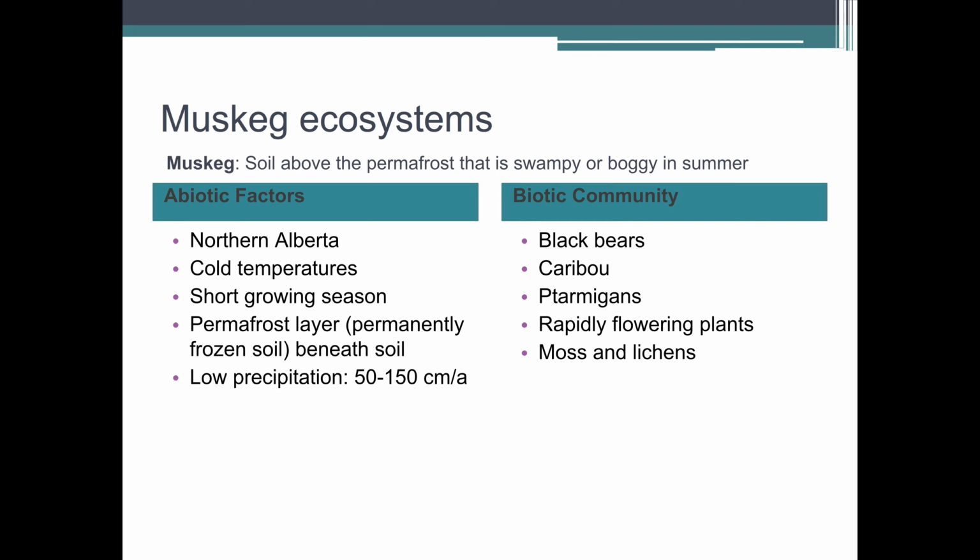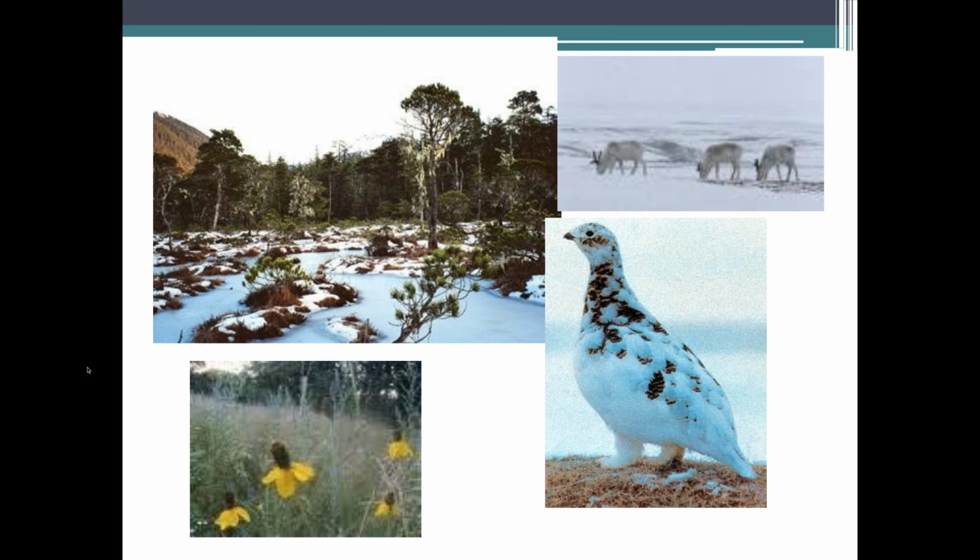And then really low precipitation, 50 to 150 centimeters annually. Some biotic community: black bears, caribou, ptarmigans, which are a type of bird, and rapidly flowering plants. When the sun does come out, they flower really quickly. Moss and lichen. There are not many trees because they don't get enough sunlight.